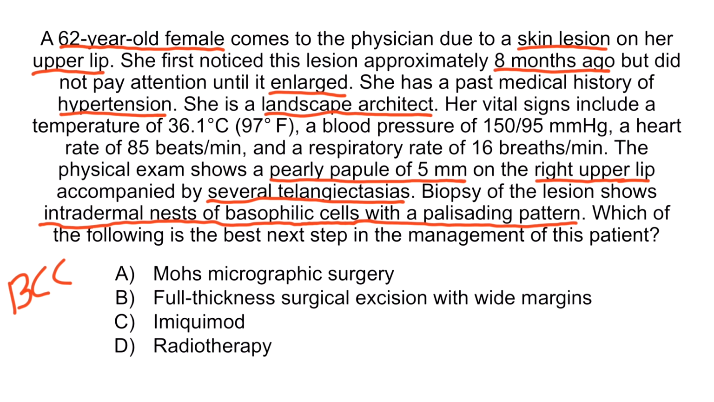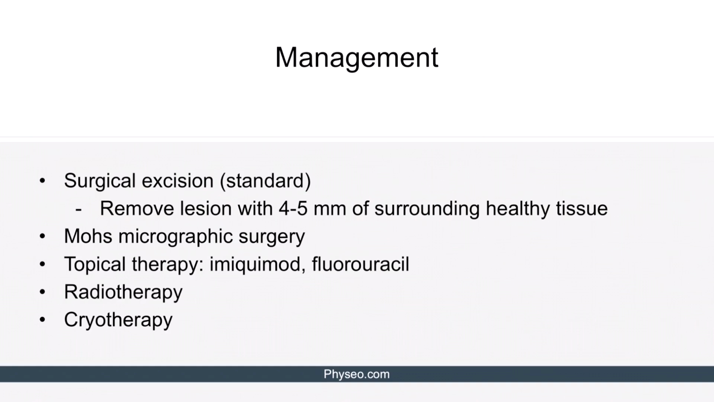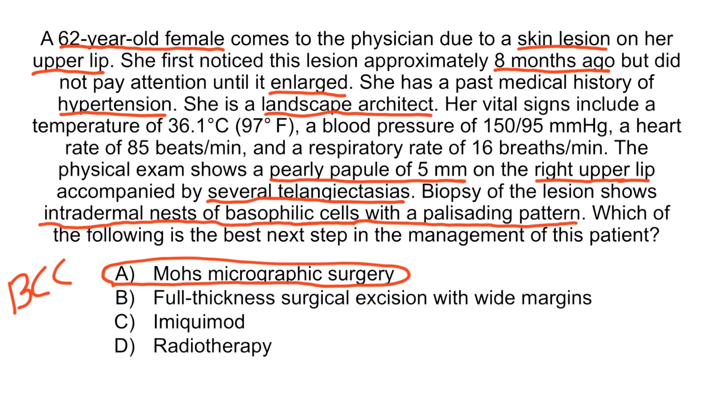And Mohs micrographic surgery is minimally invasive because it sequentially removes very thin layers of skin until there are no malignant cells in the tissue sample underneath the microscope. Therefore, the right answer is option A, Mohs micrographic surgery. And here's the slide that we discussed earlier in this lecture, reminding us of the treatment options for basal cell carcinoma. Now let's discuss why the other options are incorrect.